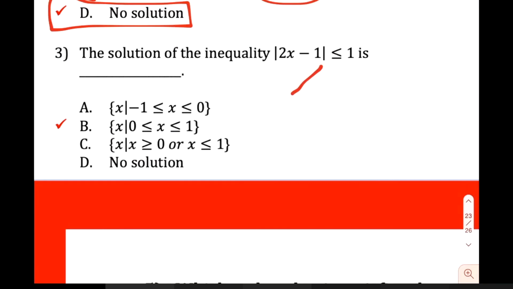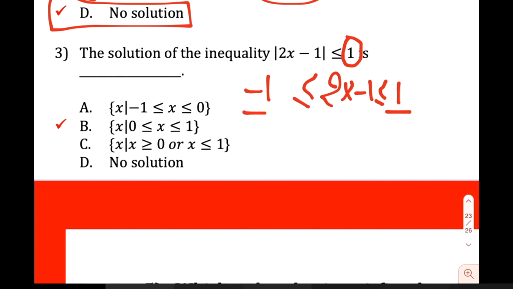you have to split it. Actually, you don't need to split it. Just do 2x minus 1, 2x minus 1 between 1 and negative 1. Remember this. Always this number. Positive on the right, negative on the left. Okay? And then start solving.